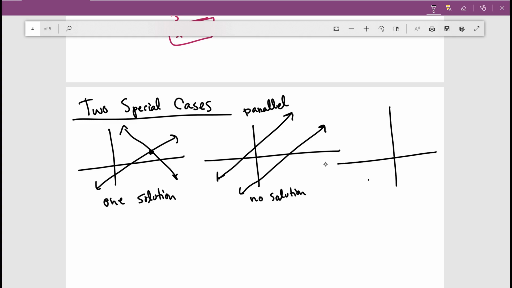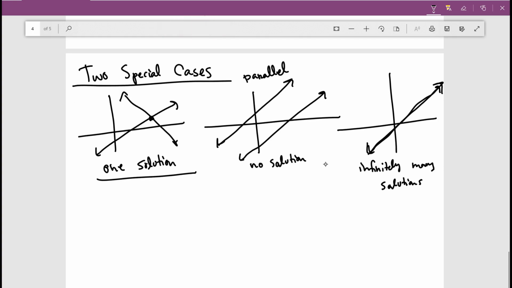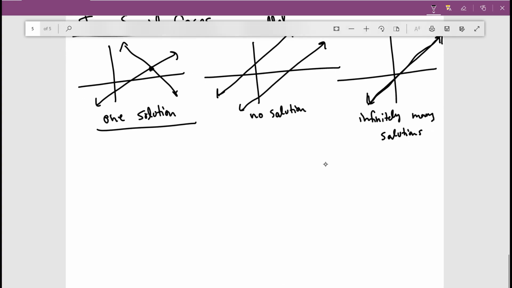You might actually have a line that is on top of another line. Okay? In this case, if you have a line on top of another line, you get infinitely many solutions. So we already know when we get one solution. Okay, it's really easy. You just get an answer. Now, when do you get no solution?